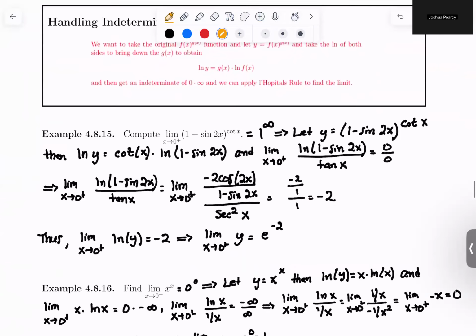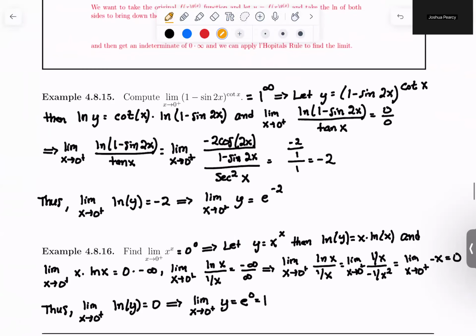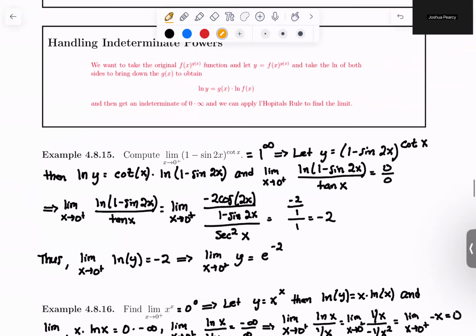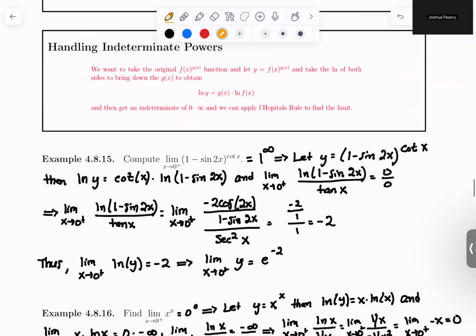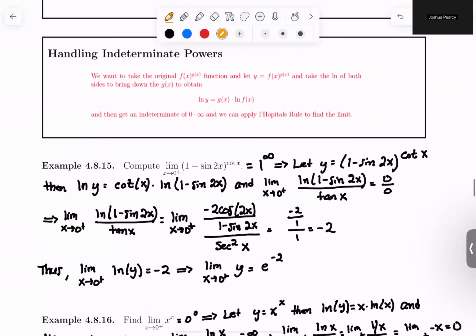So let's look at this one here. So this is compute the limit as x goes to 0 from the right of 1 minus sine 2x to the cotangent x power. So if I do that, the limit as x goes to 0 from the right of 1 minus sine 2x is 1, and the limit as x goes to 0 from the right of cotangent x is infinity. So here I have 1 to the infinity. So what I want to do is start off by saying let y equal 1 minus sine 2x to the cotangent x power, and I want to take the natural log of both sides.